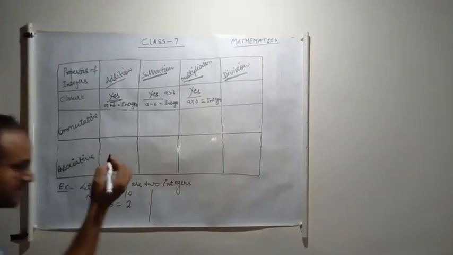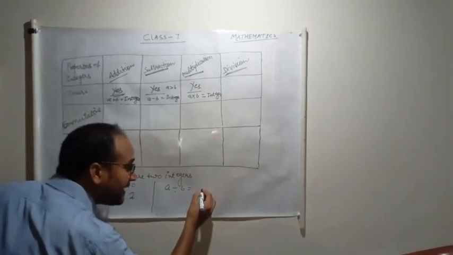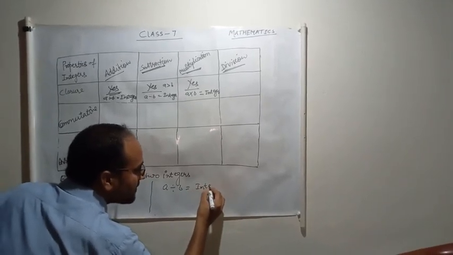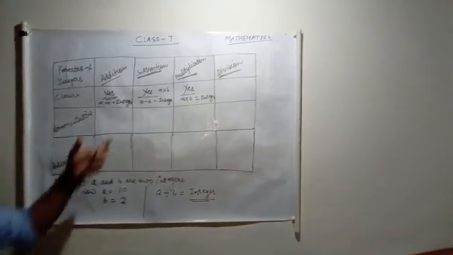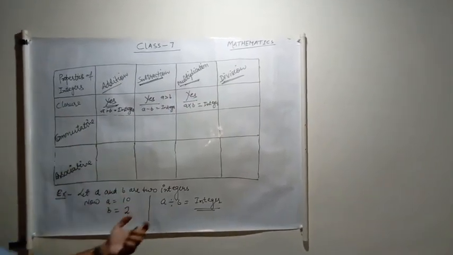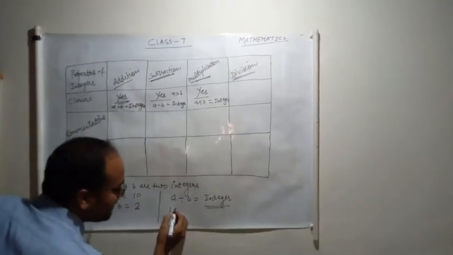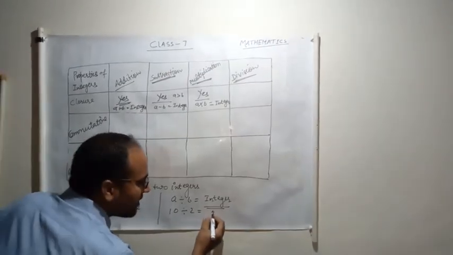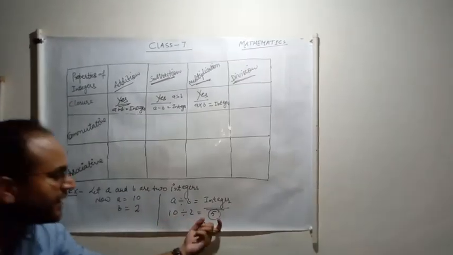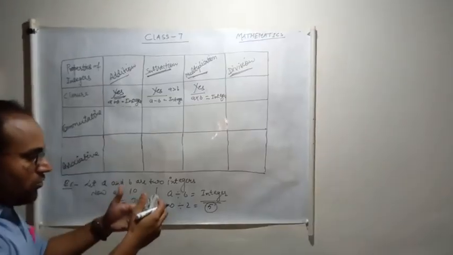In this case, listen students, a divided by b, if it is an integer, then we can say that yes, it holds for all integers. Suppose in this case 10 divided by 2, what do you get? 10 divided by 2, you know that 5 is an integer.